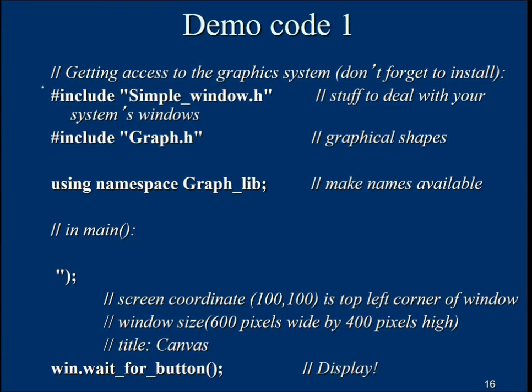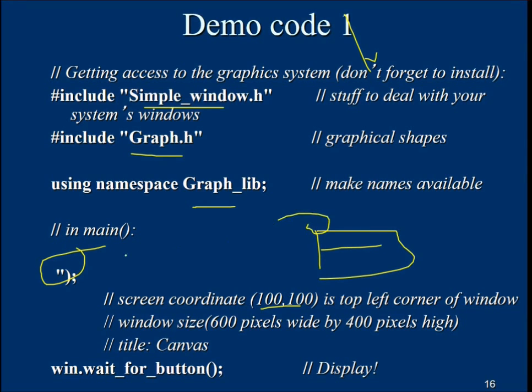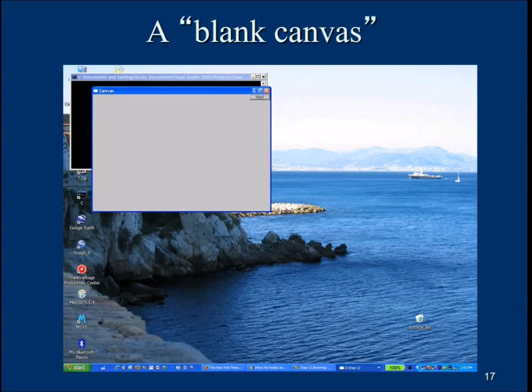This is a simple demo. We want to get access to the graphics system and you need to install that. So this includes simple window.h, the system's window, then you have graphical shapes, graph.h. You are using namespace, making names available. And inside your main, you can have your stuff. This is a screen coordinate. For example, we have 100 by 100 in the top left corner of the window, and then the width and height. So we wait for the button, then display. This is a simple button you can make.